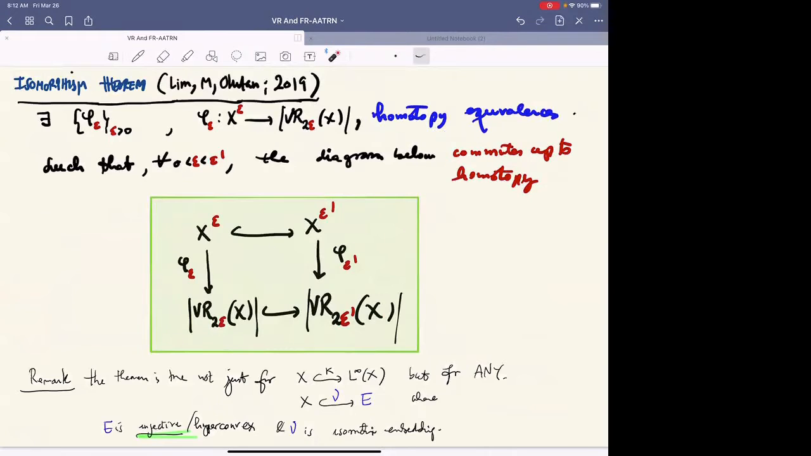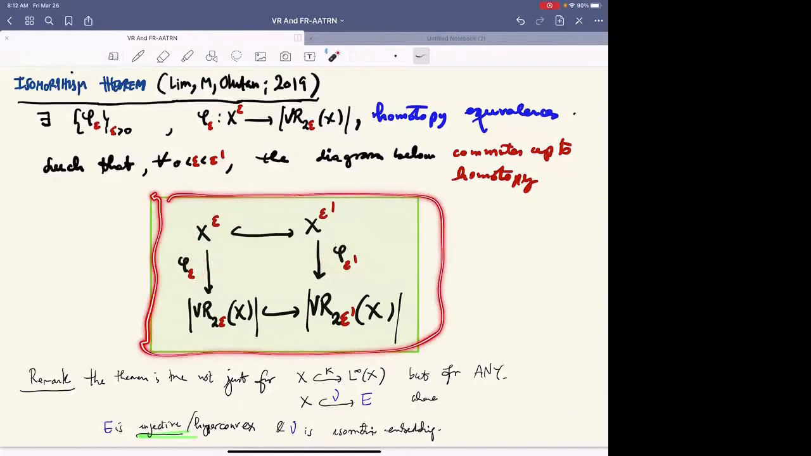So we proved an isomorphism theorem taking the following shape. If you consider the Kuratowski filtration here, so you have X epsilon and an inclusion into X epsilon prime, and then down here, if you consider the geometric realization of Vietoris-Rips with parameter 2 epsilon for X, Vietoris-Rips with parameter 2 epsilon prime for X, and this is a map induced by inclusion at the simplicial level, then there exist homotopy equivalences, phi epsilon and phi epsilon prime, that make this diagram commute up to homotopy.